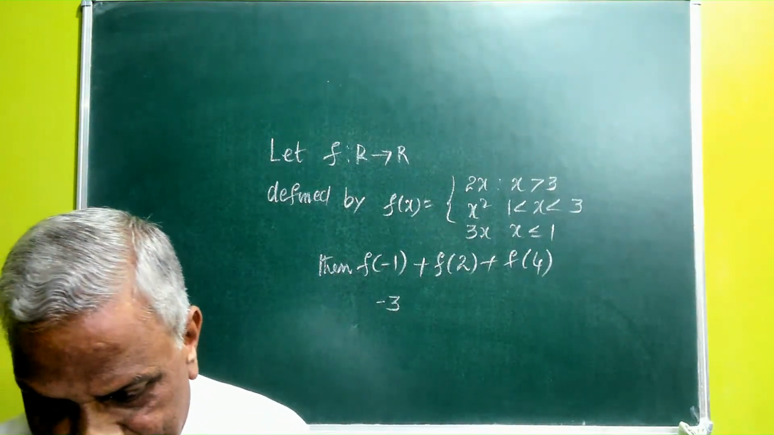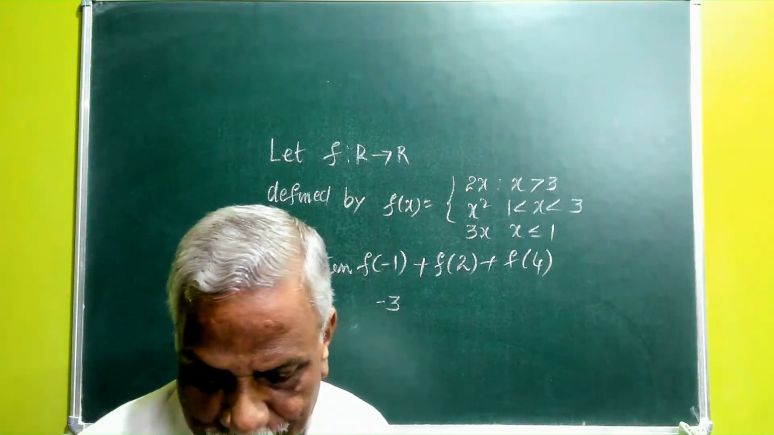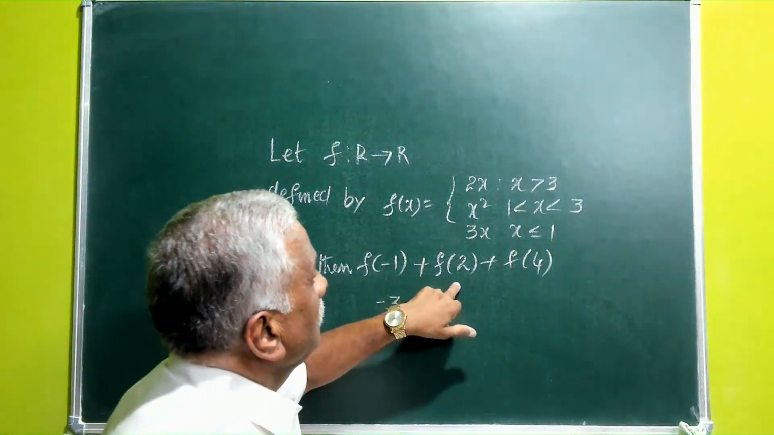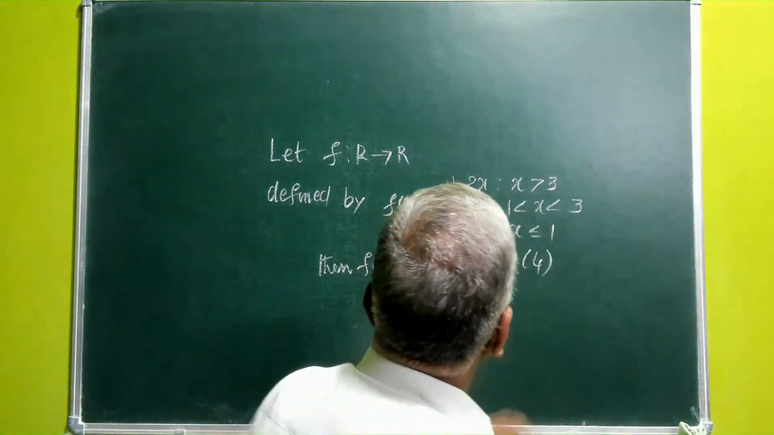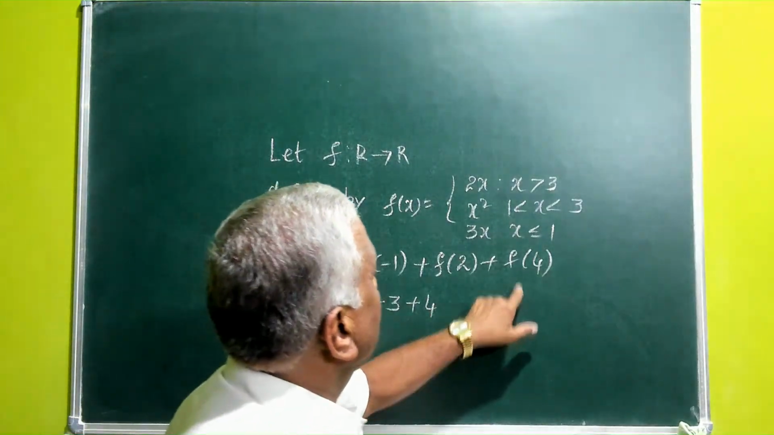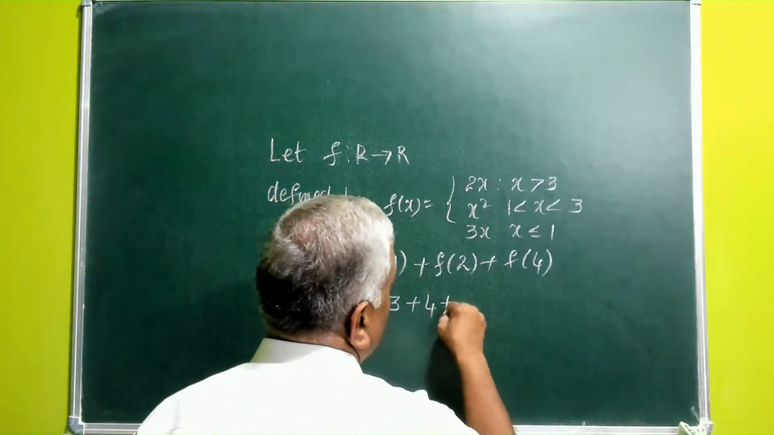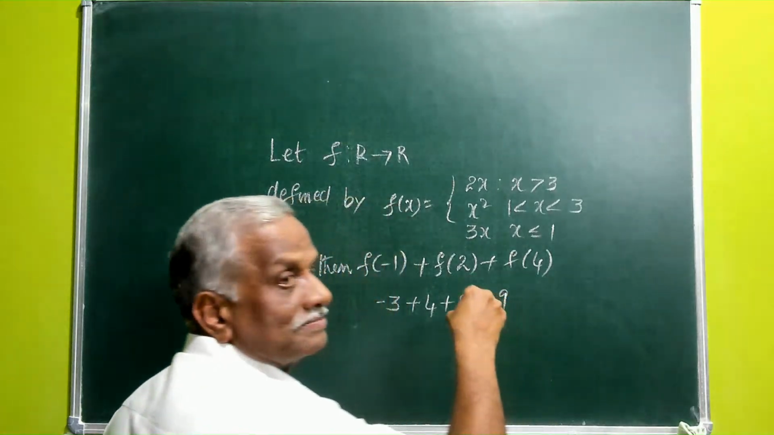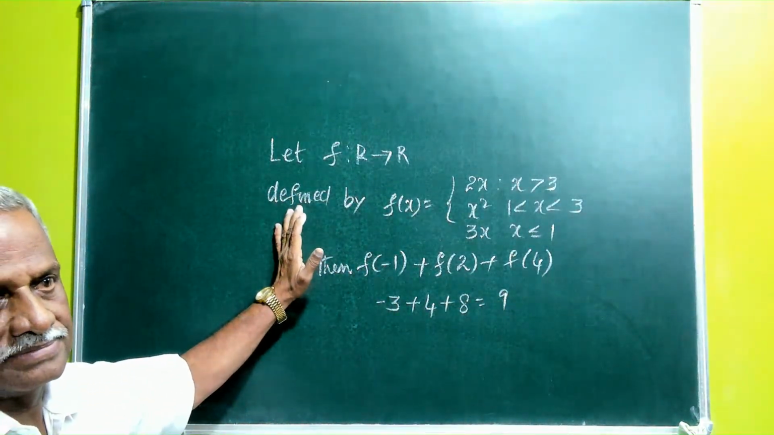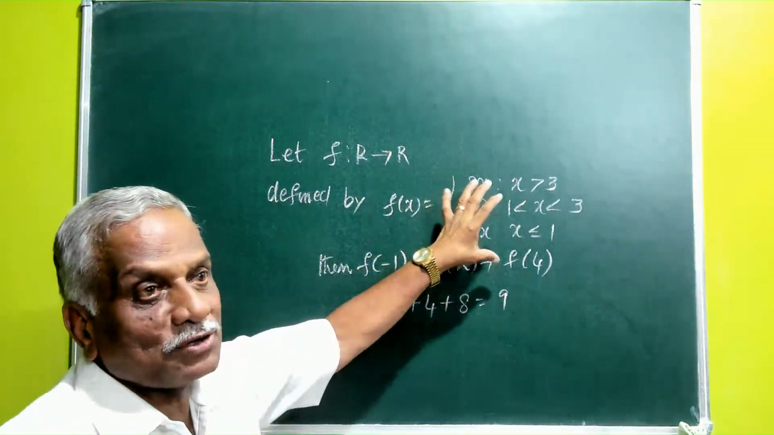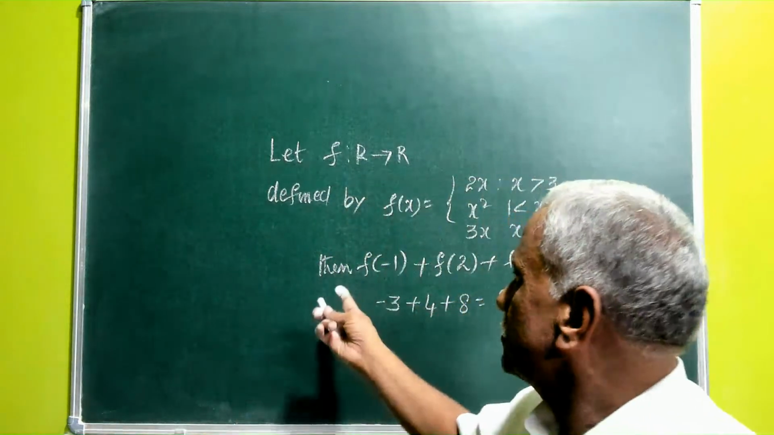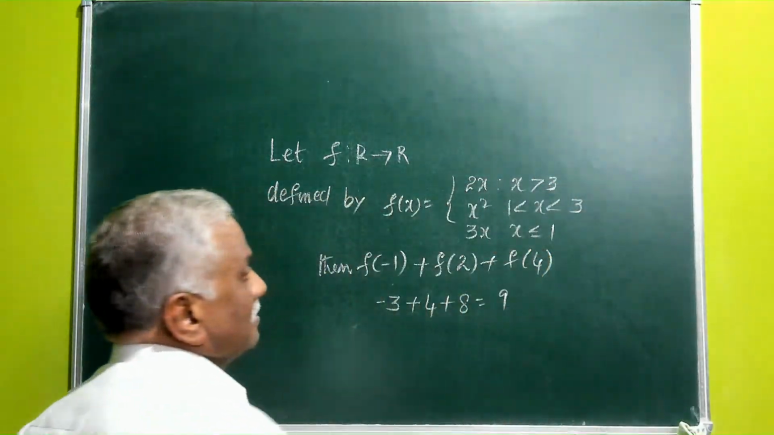Next, what is the question asked? You are asked to find f of 2. For f of 2, you can choose x squared, because 2 lies between 1 and 3. That is going to be 4. F of 4 falls in the region greater than 3, so you get 8. The answer is going to be 9. Not a difficult one, but you have got to spend time. You should not be in a hurry. You have got to decide which one you have got to use.